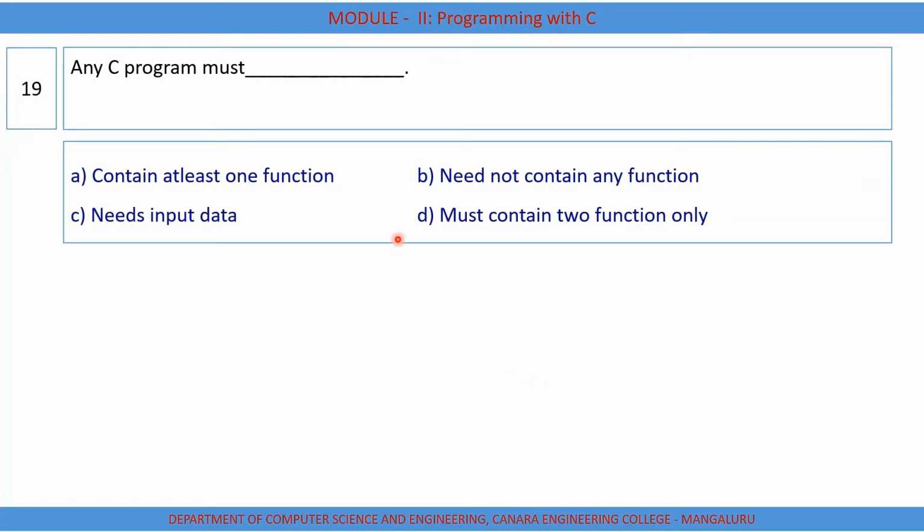Next question. A C program must contain: option A, at least one function; option B, need not contain any function; option C, needs input data; option D, must contain two functions only.